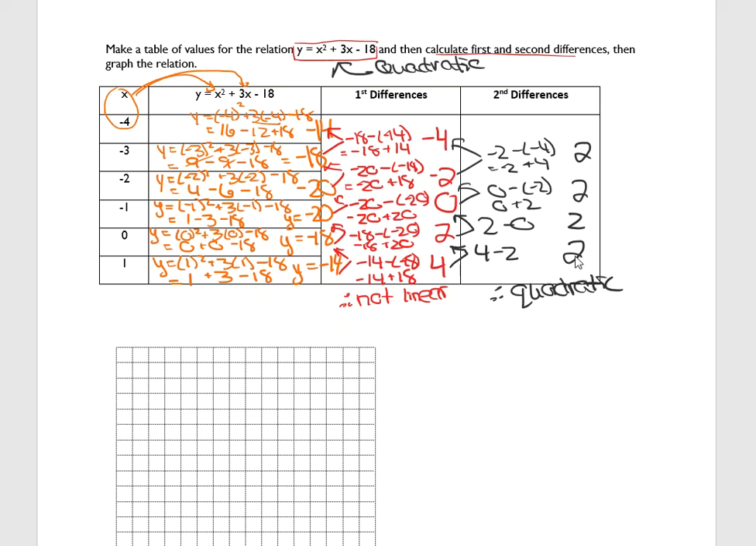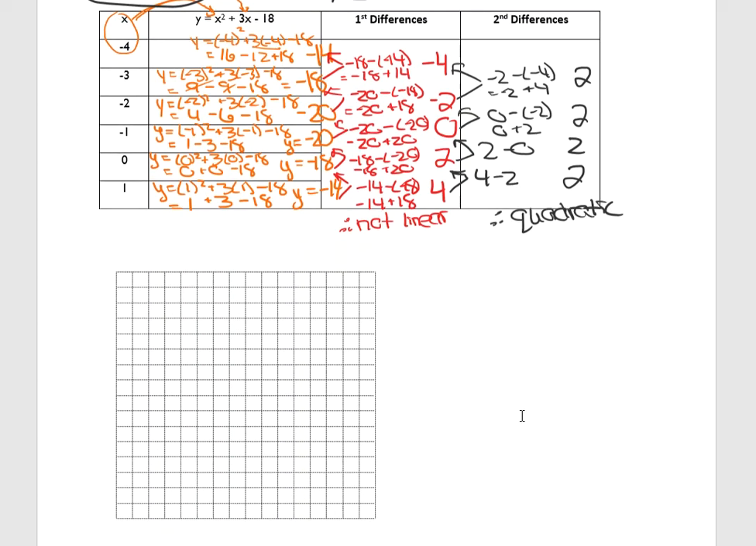Quadratic because the second differences are constant. Doesn't matter if they're 2. They could be 500. They could all be 500, 500, 500. Doesn't matter. But if they're all the same, then it's quadratic. So our next step for this question is to graph the relation.